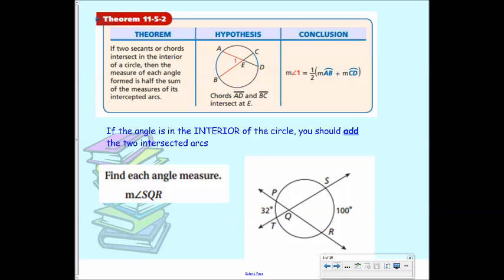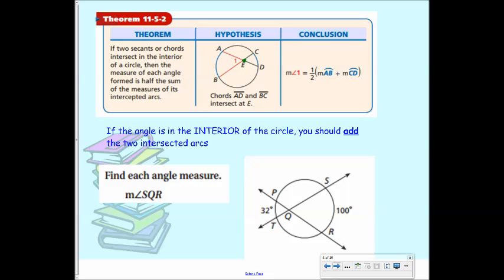Okay. All right. So then the next section is two secants or two chords. So if they intersect in the interior of a circle, so if they cross each other inside the circle, basically forming what letter? An X. If they form an X inside the circle, E is not the center. So E is just a point where they intersect. It's not the center.